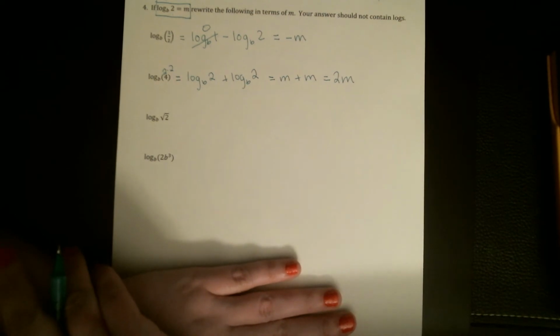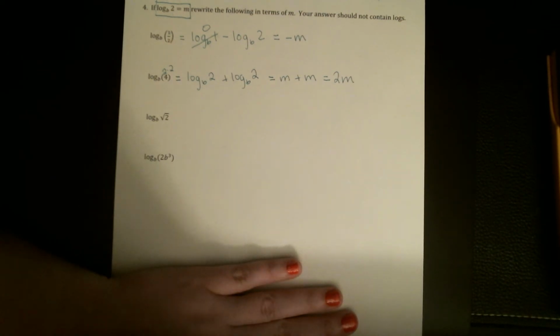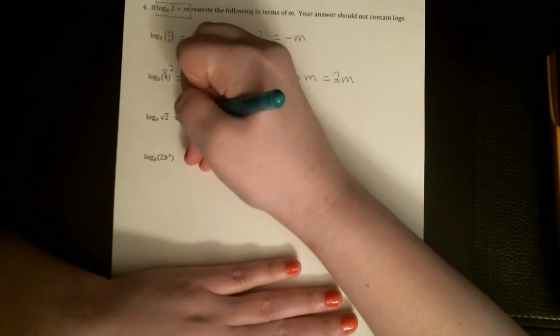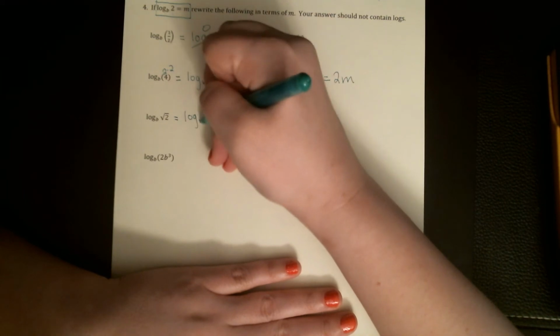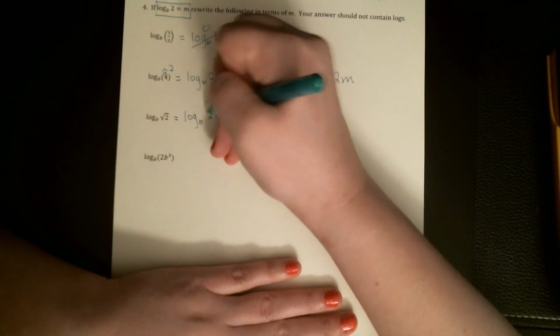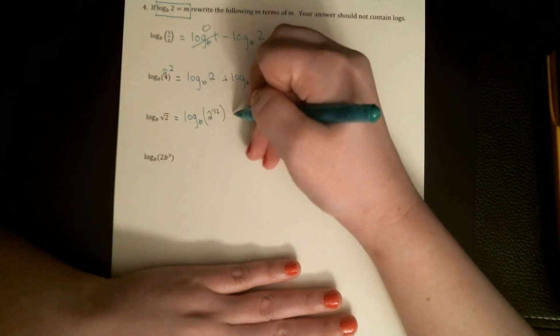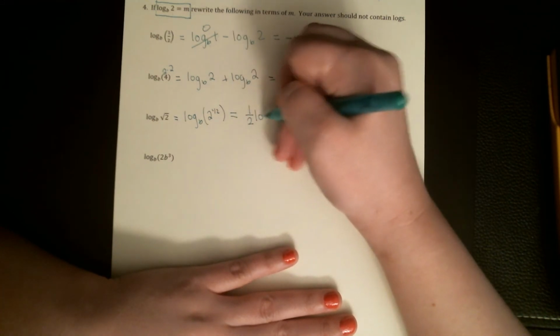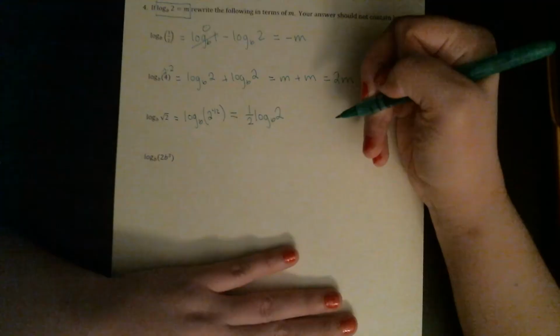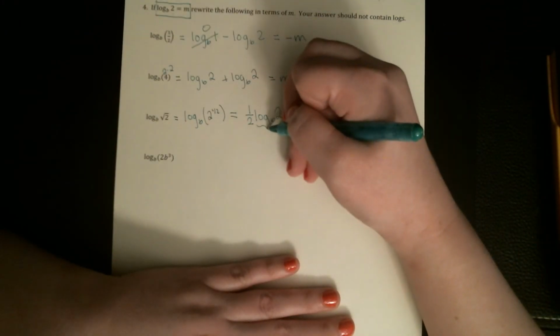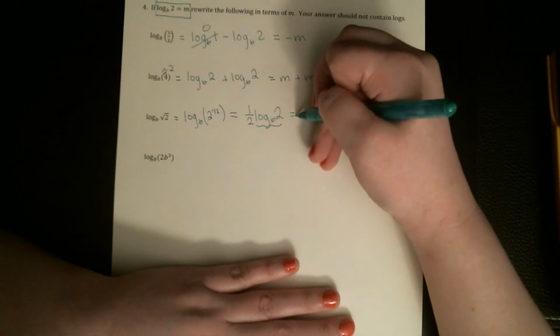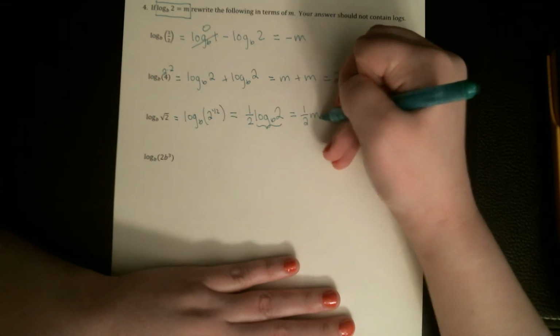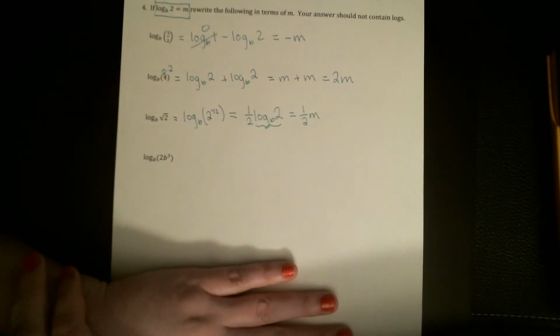Okay, this one I think starts to get a little trickier to use the sum and difference rules for, but I can definitely see how to use the power rule on this one. Square root of 2 is the same as 2 to the 1/2 power. The power rule says that 1/2 power can drop down in front of the log, and there's my log base b of 2 that I was trying to get back to, which I can replace with m, so I have a 1/2 m.